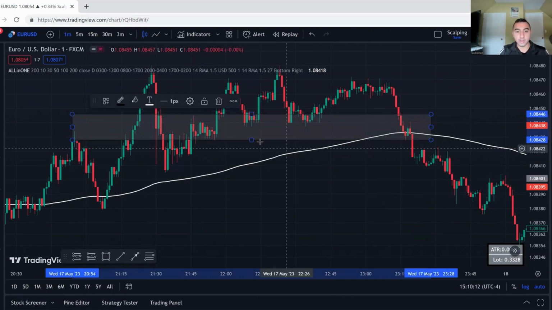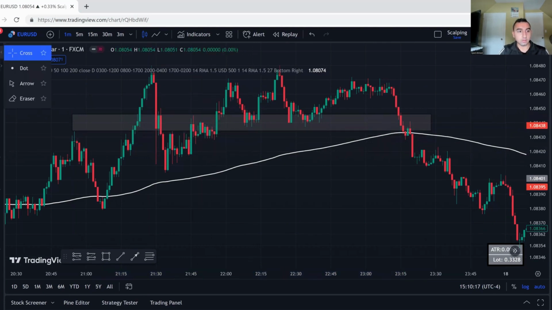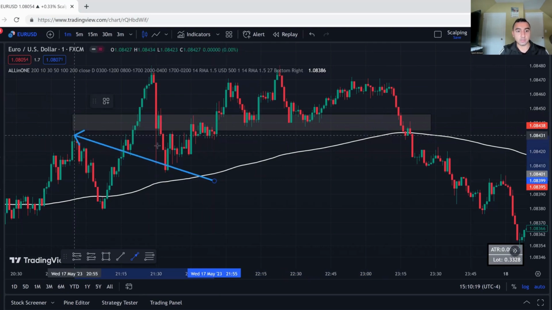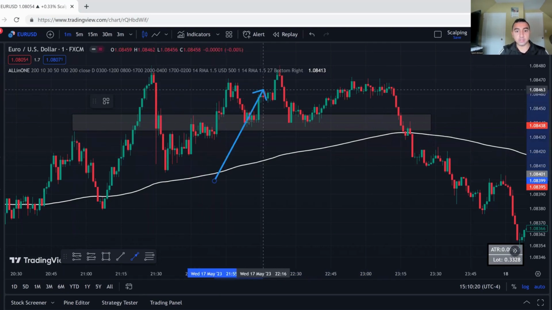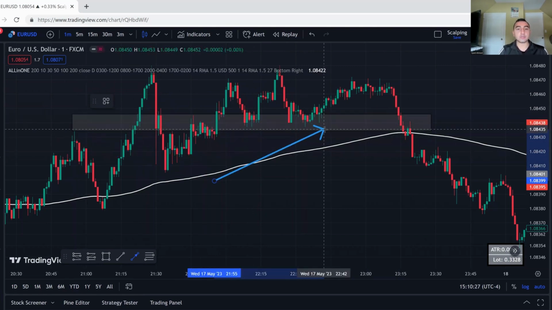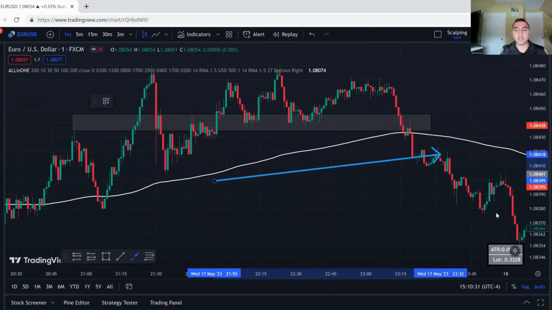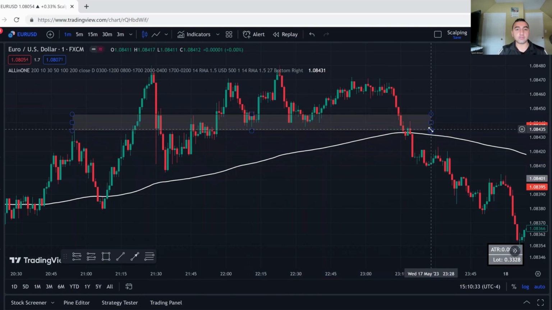This area was a level of resistance over here. Cool. This area was a level of resistance over here. And guess what? It breaks through. And now it starts acting as a level of support. But it's been tested so many times, one, two, three, four, five, six, seven, eight, nine, that the next time it reaches support, it just breaks below and it never gets tested again. These are very static levels of support and resistance.